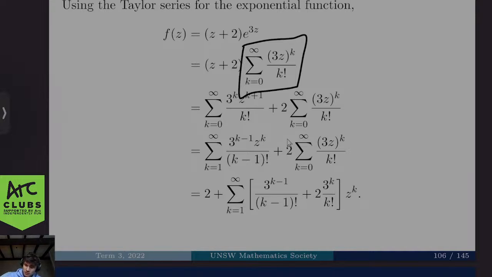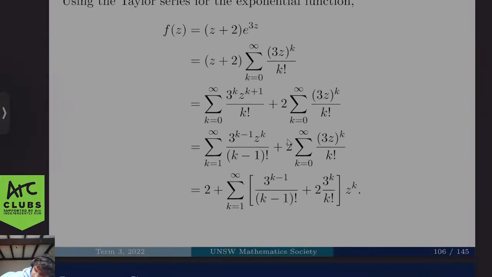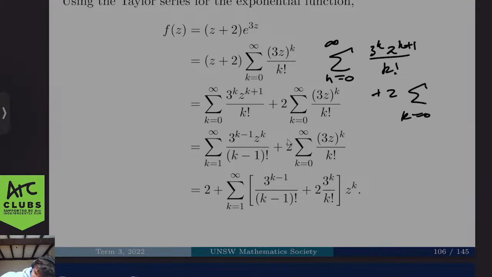All right, now to find the Taylor series of the whole thing, we can expand it out. If we expand it out, we'll get this. We multiply that z in, so we'll have 3 to the k, z to the k plus 1 over k factorial. And then we'll have 2 times the original Taylor series, so 3 to the k, z to the k over k factorial.